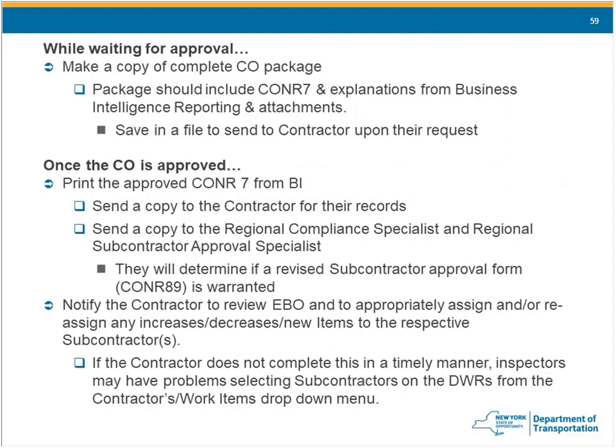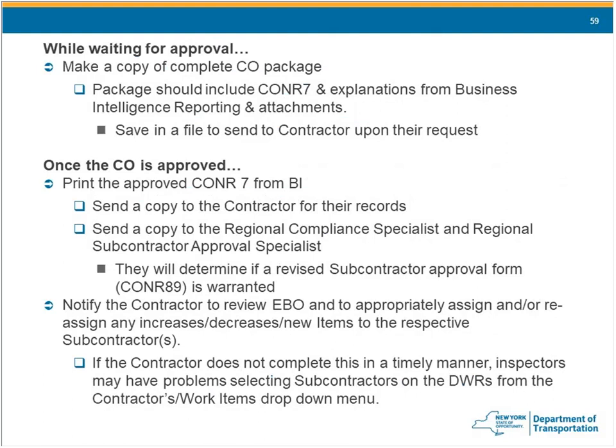While waiting for approval, make a copy of the complete package. Package should include the CONR 7 combination report from Business Intelligence. Save it in a file, send it to the contractor upon their request. Once the order is approved, print the approved CONR 7 from BI. We're going to look at a CONR 7, and I'll show you where you can tell right in BI if a change order has been approved.